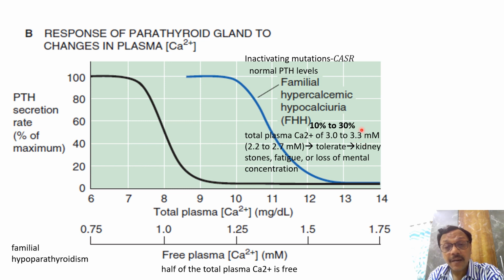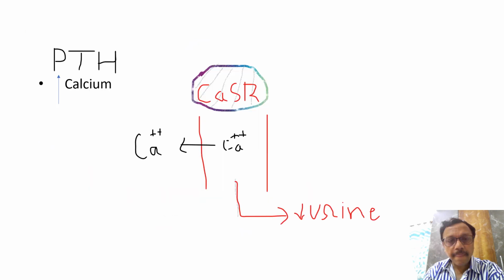Okay, now the amount of calcium in the blood is high, but these types of patients can tolerate the high amount of blood plasma calcium level. Okay, but these patients are predisposed to kidney stone, fatigue, or loss of mental concentration. Okay, so in this condition, the amount of parathyroid hormone which is being secreted is normal.